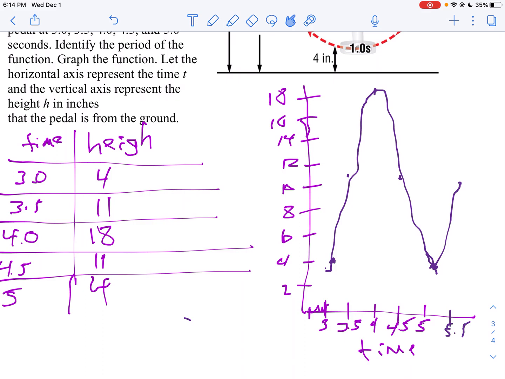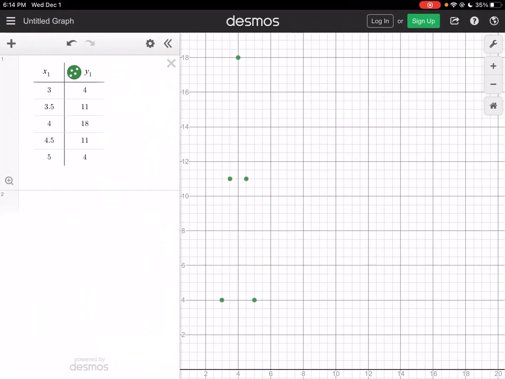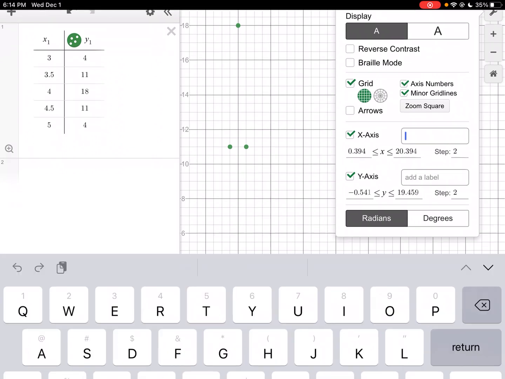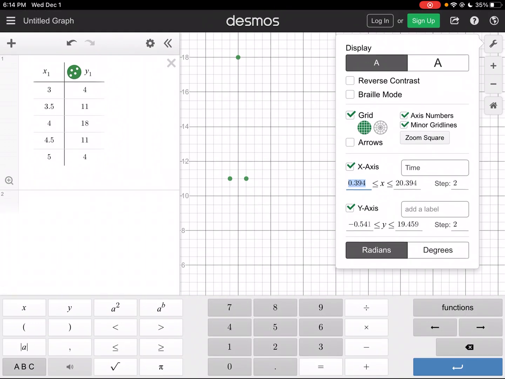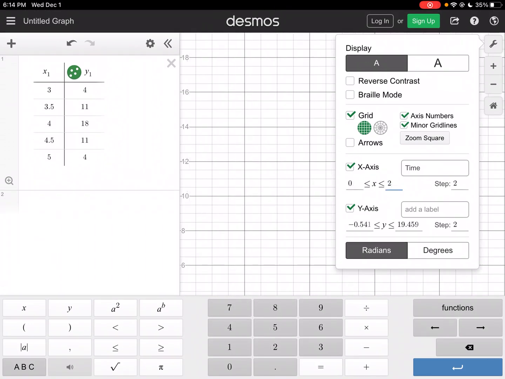Now, you can do this by hand. You can also do this on Desmos. Let's talk about how you do this in Desmos. It should be pretty straightforward. I'm going to make a table, and to save time, I've already put my numbers in my table. Then I'll click on my wrench, and I'm going to adjust my graph so I can see everything. So my x-axis, I'm going to label that as time. And I'm going to go from 0 to, we'll say 20. I always like to have a little bit of a margin there. And we'll count by 2s.